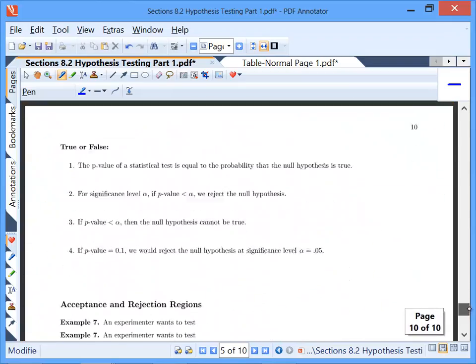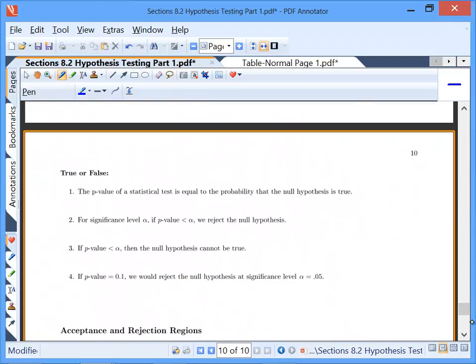Now compare it to your true-false statement. The p-value is equal to the probability that the null hypothesis is true. So is that true or false? False. And I told you that this is a very common mistake, that people try and simplify the definition of p-value because it sounds complicated, and you can't simplify it.